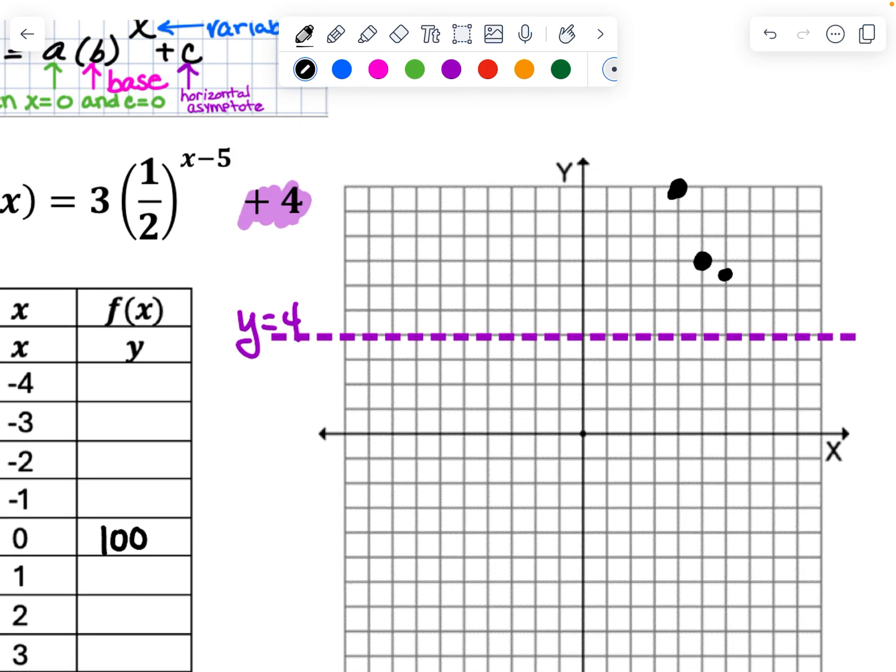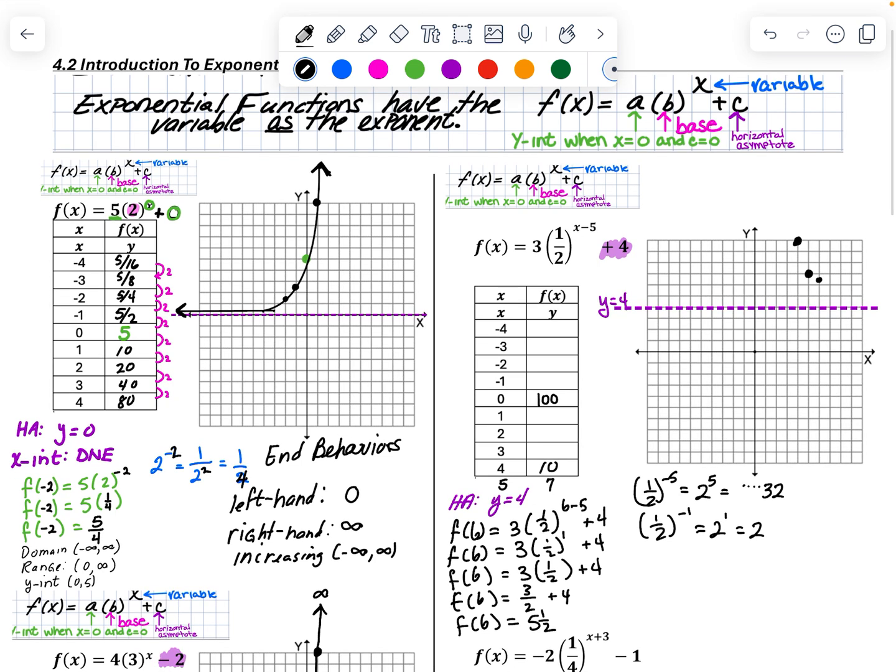So if we continue on, what's going to happen is this graph is going to do this, and continue out this way. So it's going to look like, man, that's just not good, Mrs. Leonard. It's going to look like that. So the left-hand side is going to infinity. The right-hand side is going towards 4.